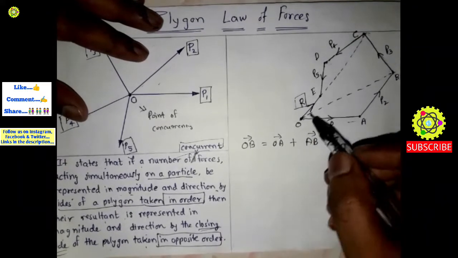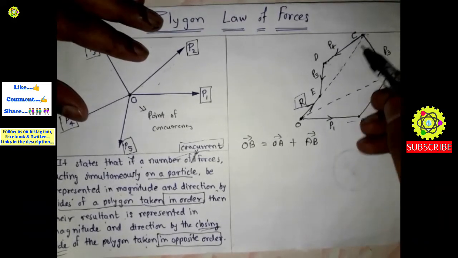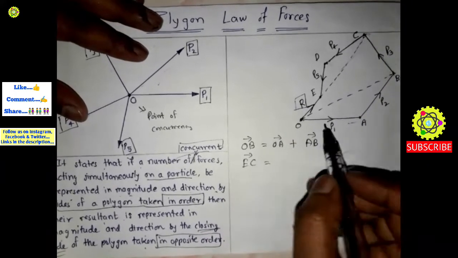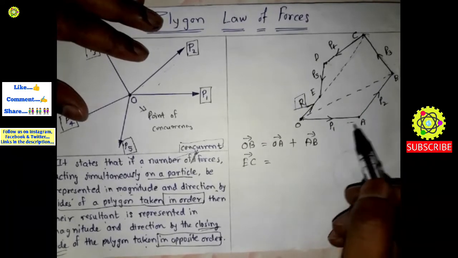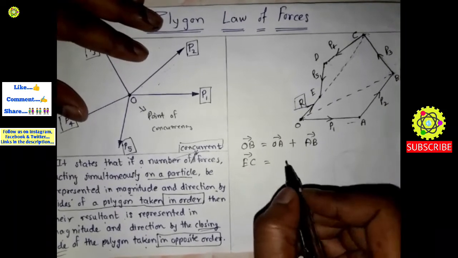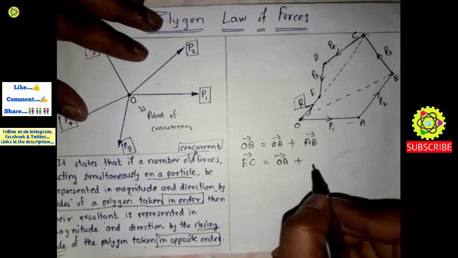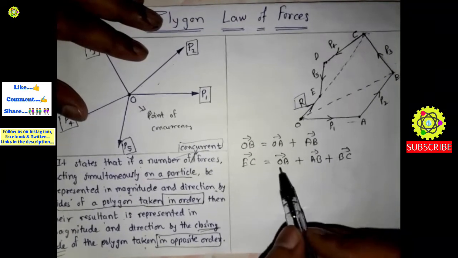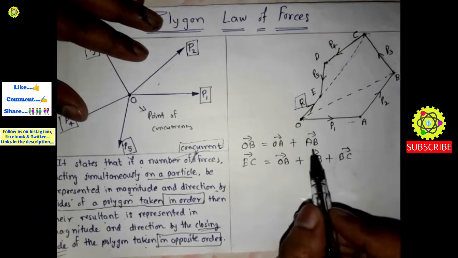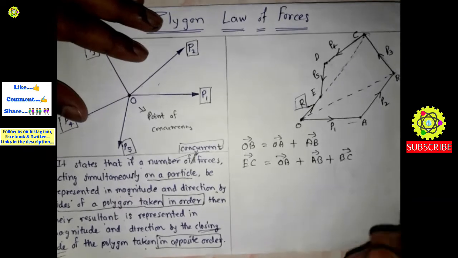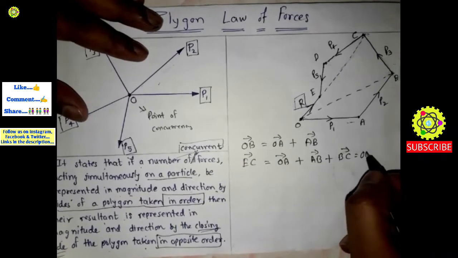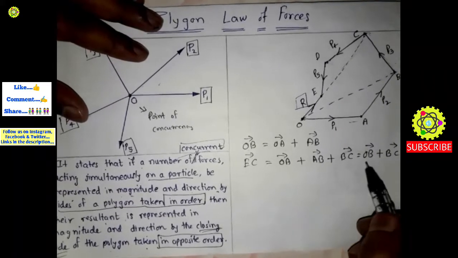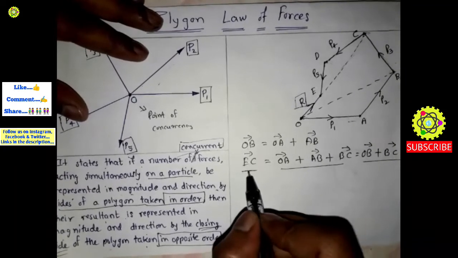Next is this line, this vector, that is EC. So EC vector is equal to all these forces added: OA vector plus AB vector plus BC vector. But OA plus AB is equal to OB. So this becomes OB vector plus BC vector. These terms will give us the value of EC vector.